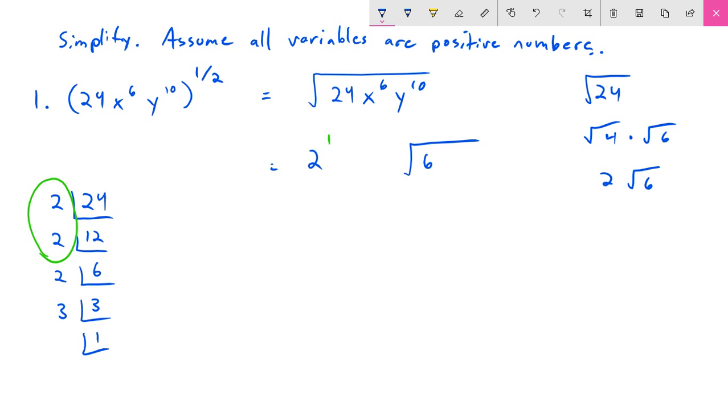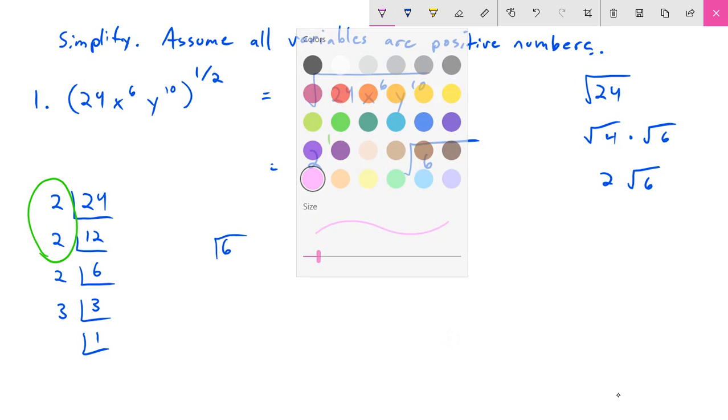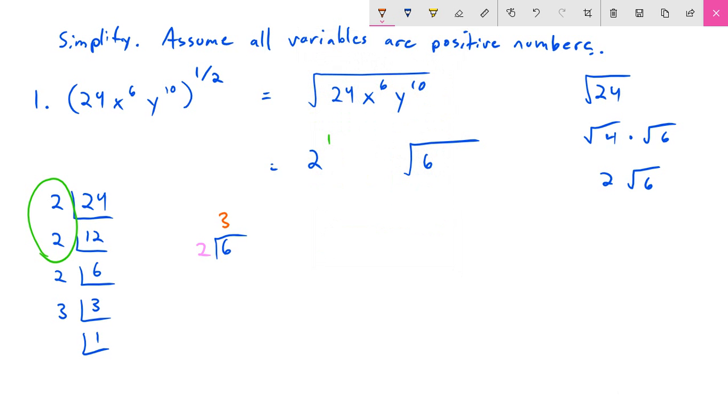Divide what by 2 exactly? The 6, right. We're going to divide the 6, which is the power on the x, by 2, which is the index. And how many times does 2 go into 6? 3. And what was the point of that? What does that tell us?